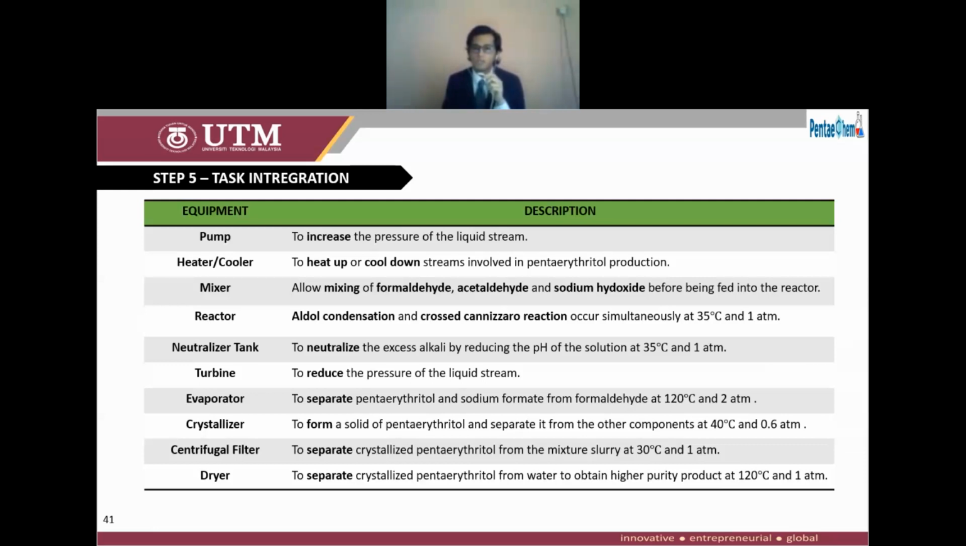Turbine is used to reduce the pressure of the liquid stream. Evaporator is used to separate pentaerythritol and sodium formate from formaldehyde at 120 degrees C and 2 atm. Crystallizer is used to form a solid of pentaerythritol and separate it from the other components at 40 degrees C and 0.6 atm. To separate crystallized pentaerythritol from the mixture slurry at 30 degrees C and 1 atm, centrifuge is being used. Lastly, a dryer is used to separate crystallized pentaerythritol from water to obtain a high purity product at 120 degrees C and 1 atm.